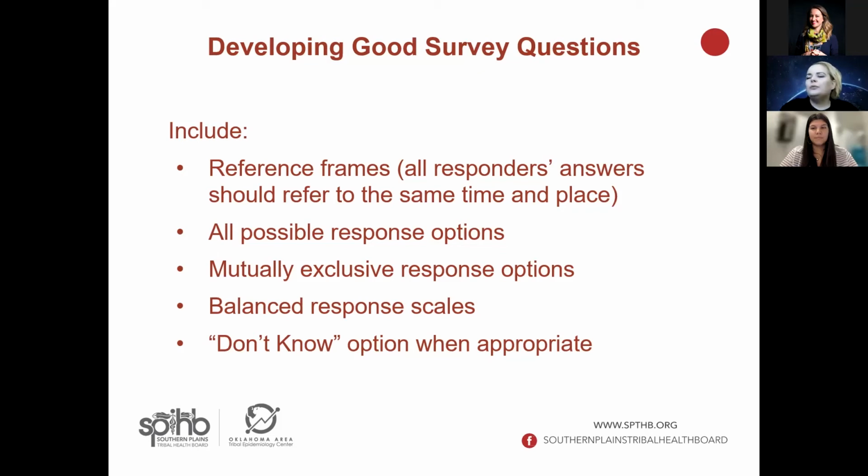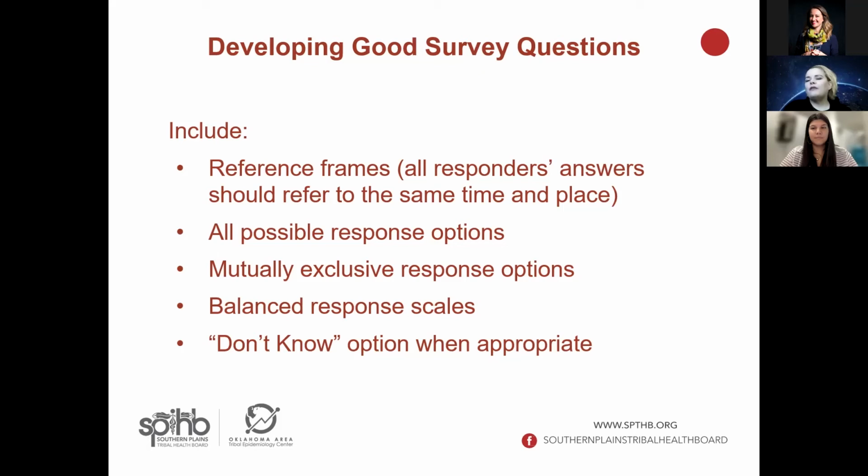You want all possible response options. So it's important to think about the question and think about all the different ways a person may respond. We're going to talk about key informant interviews and focus groups later, and these may help write responses to your surveys. You want responses that are mutually exclusive, so you don't want them to overlap. Say if you're giving an age scale, you don't want to have 18 to 25 and then 20 to 30 as an option. You want to make those options mutually exclusive.